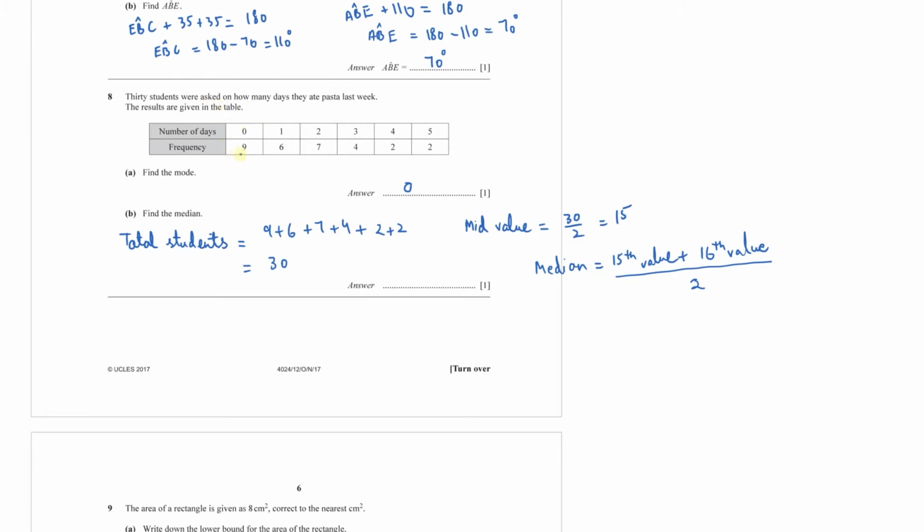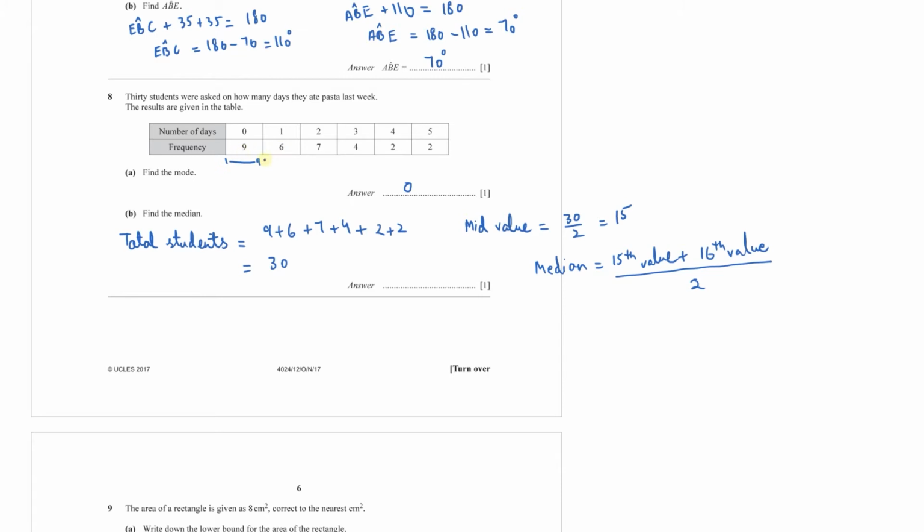If you look at the frequency here, the first value is 0 and it has frequency 9. So that means from the 1st till the 9th value, you will have 0. And then what's the next one? The next value is 1. And how many ones are there? 6. So if you add 9 plus 6, 15.